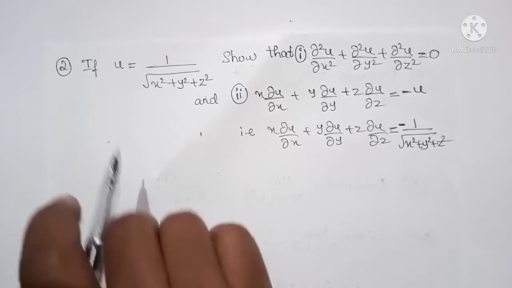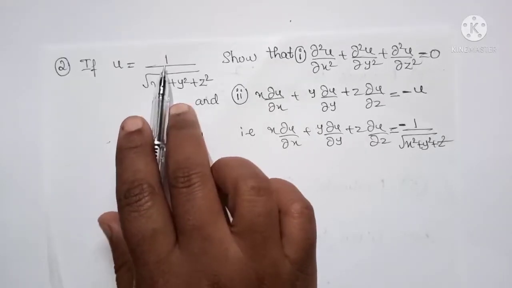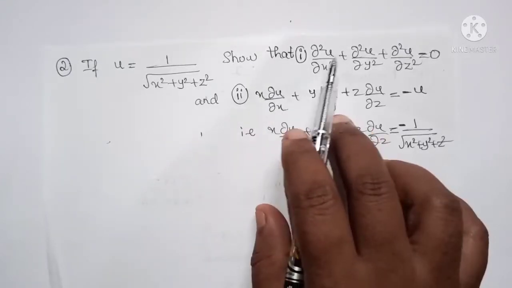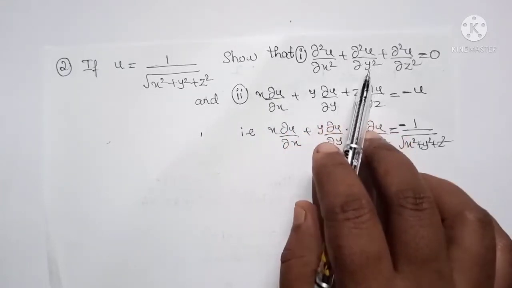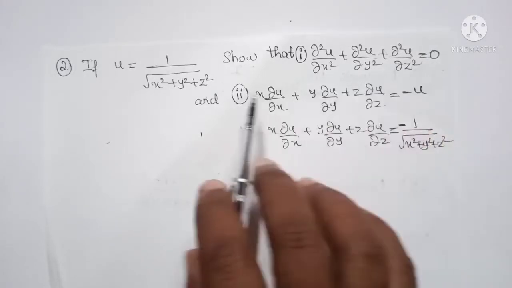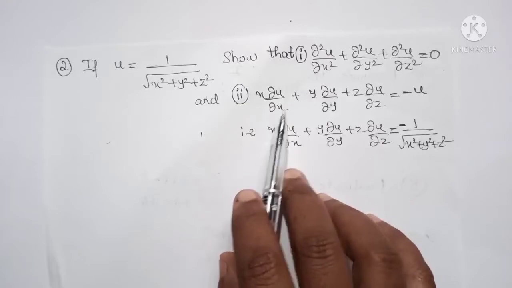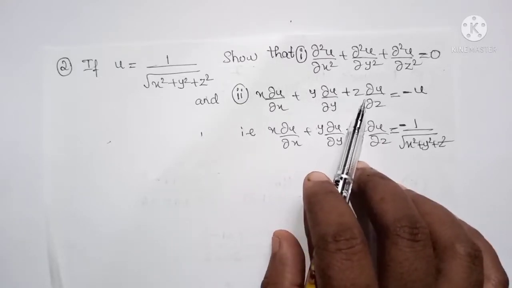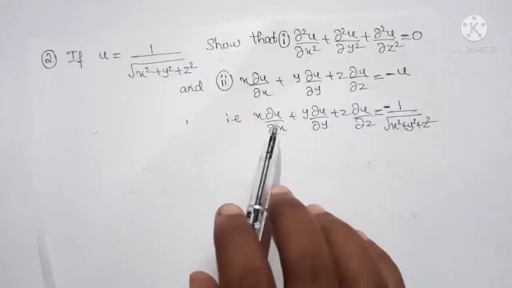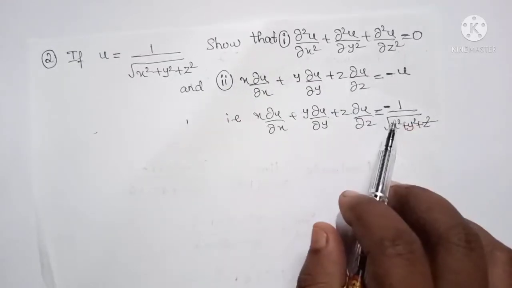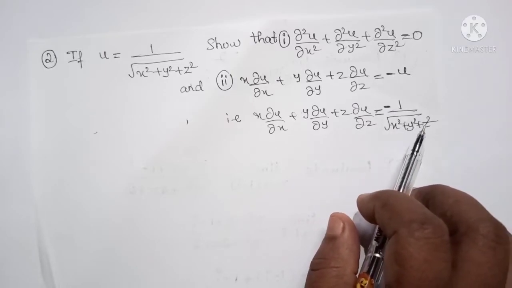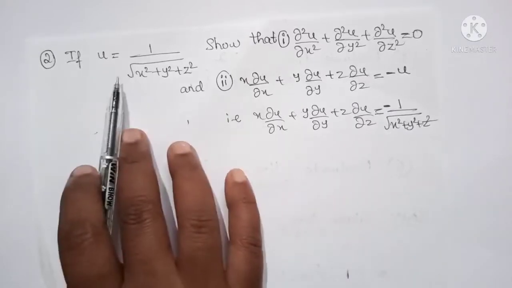Second problem: if u equals 1 divided by the square root of x square plus y square plus z square, then show that ∂²u/∂x² plus ∂²u/∂y² plus ∂²u/∂z² equals 0, and x ∂u/∂x plus y ∂u/∂y plus z ∂u/∂z equals minus u. That is, this minus u is nothing but minus 1 by the square root of x square plus y square plus z square. So here again it is a symmetric function.